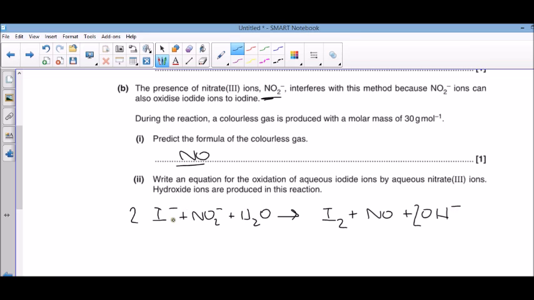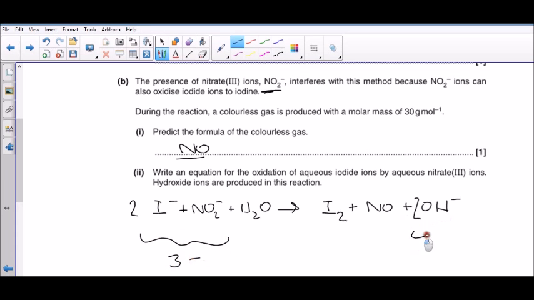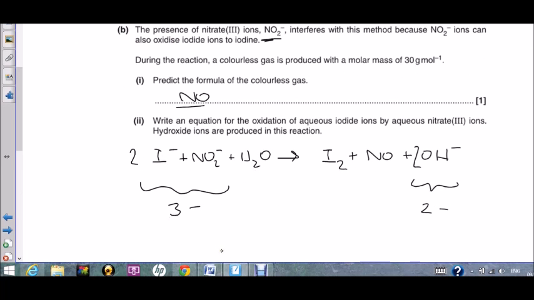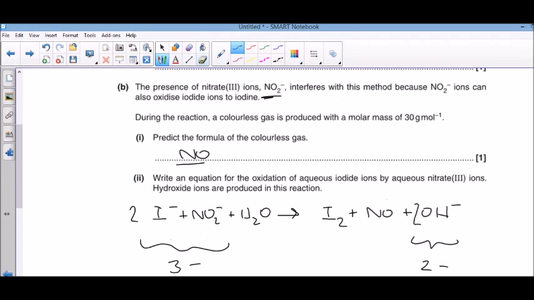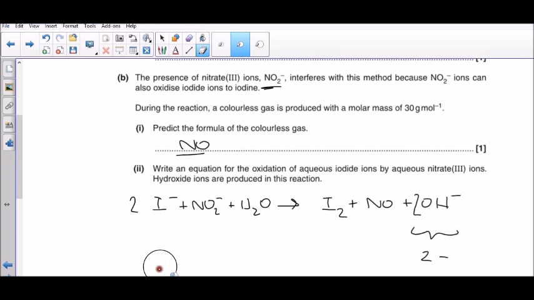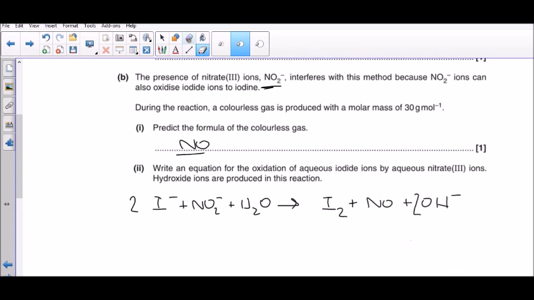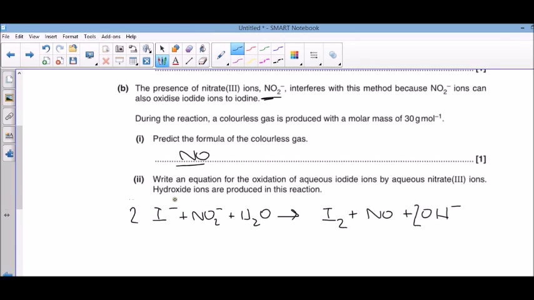But if I was to look at the charges on this side I've got 3 negatives, and on this side I've only got 2 negatives. Okay, so there is a problem in the charges there, so I'm going to have to use a different method for balancing, and that's why this last mark's a little bit tougher. So I'm going to use the redox method of balancing.